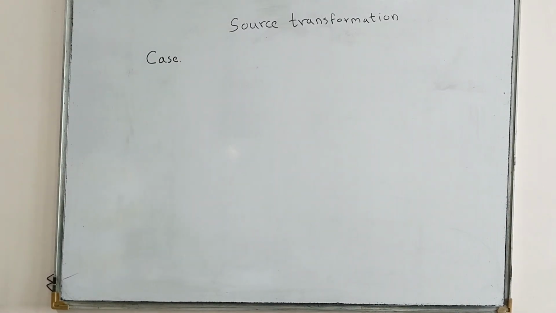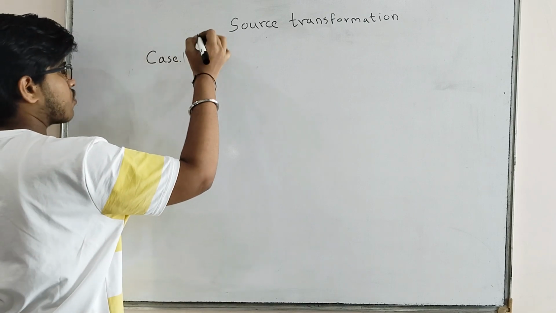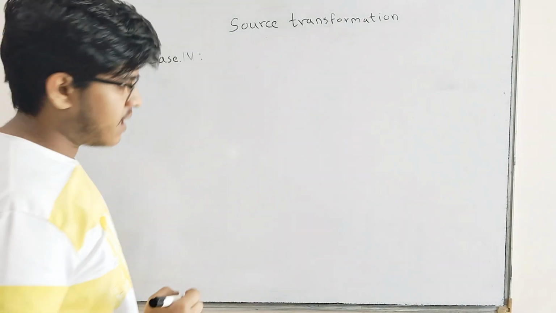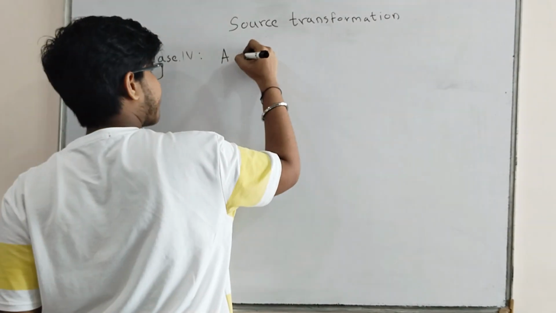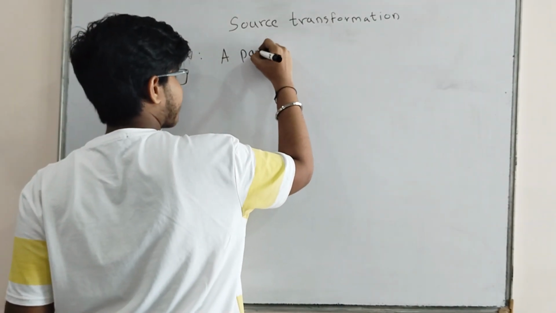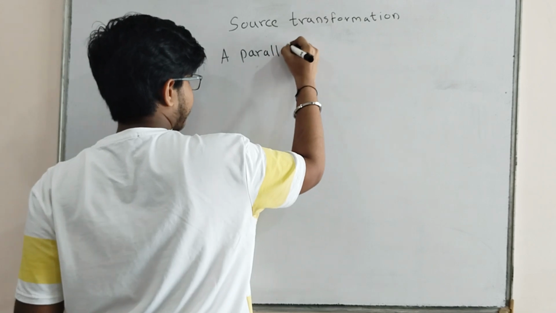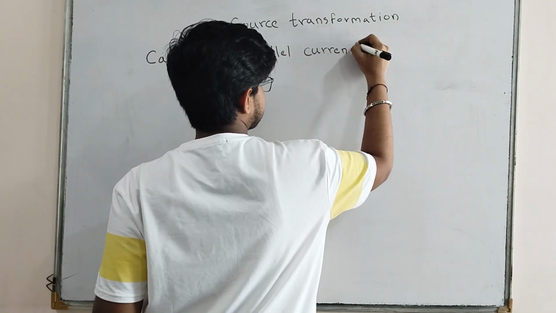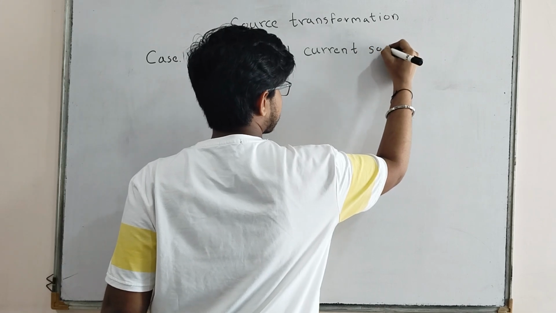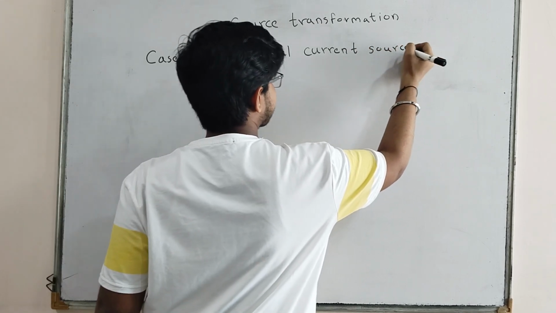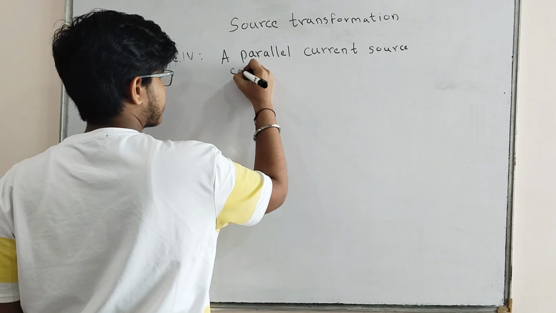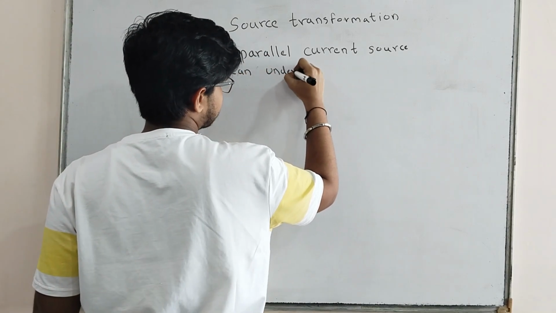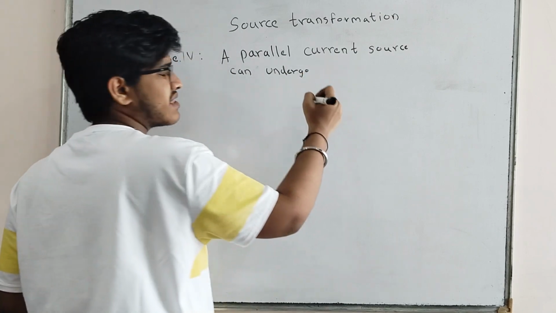Okay, now let us discuss our case 4. What does case 4 say? Any parallel current source can undergo an algebraic sum. Please note it down.